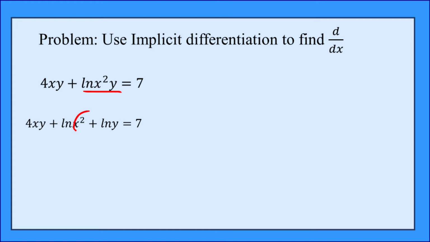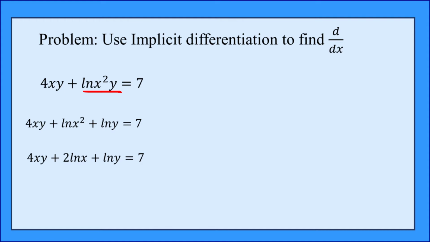And this exponent of 2 here, using our properties of logarithm, we can move it to the beginning of our natural logarithm and use it as a constant. So we will have 4xy plus 2 ln of x. So the 2 from the previous equation that served as an exponent becomes a constant in the beginning of our natural logarithm. So we have 2 ln of x plus ln of y is equal to 7.